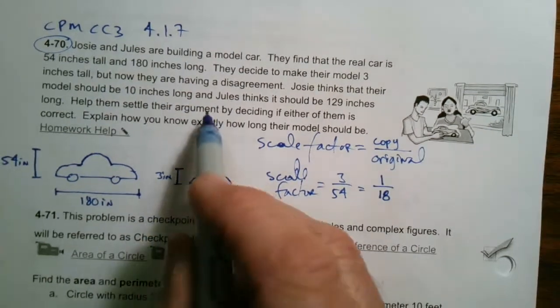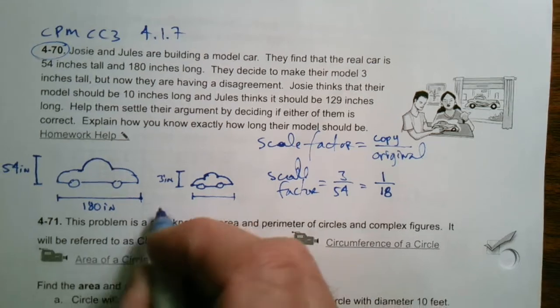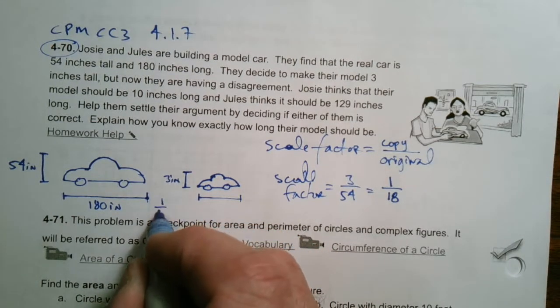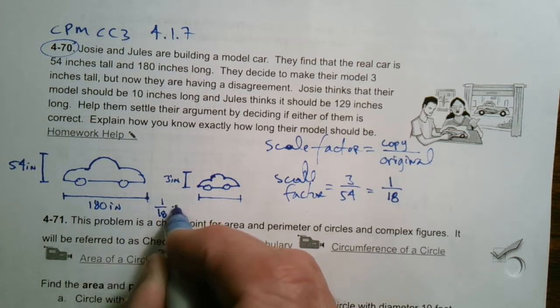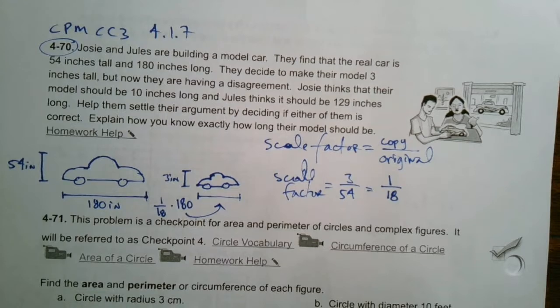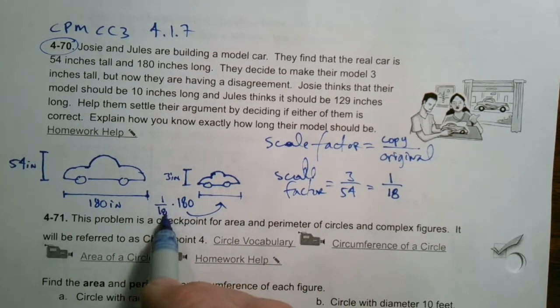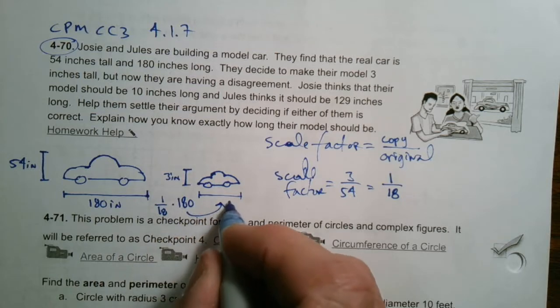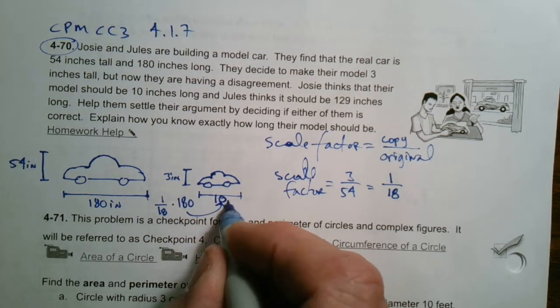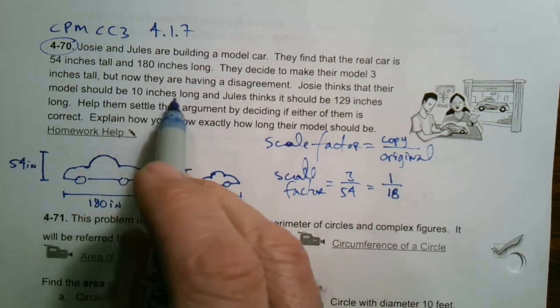So that now comes to who's right. What I do to figure this out is I have to take 1/18th of 180, which means 1/18th times 180. That's going to be the model's length. To multiply those, you're basically dividing by 18 and you get 10. So the correct answer is 10 inches. 1/18th of 180 is 10. So it's 10 inches long.